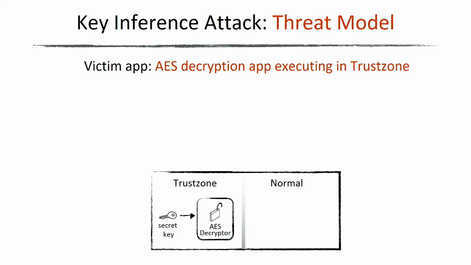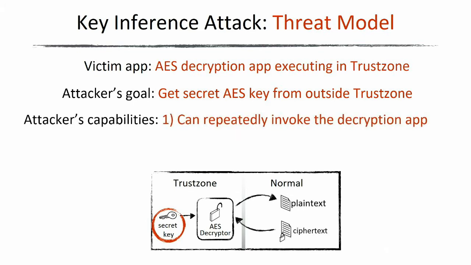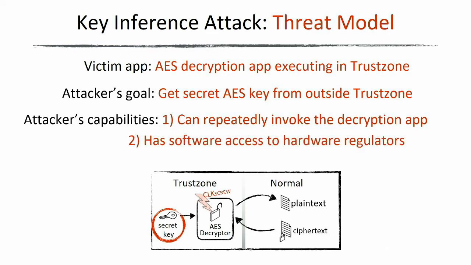So the threat model is this. We have an AES decryption app that is running within TrustZone. It uses a secret key that cannot be accessed from the non-secure normal world. Now the attacker wants to extract this secret key out from the TrustZone. And we assume that the attacker outside TrustZone can repeatedly invoke the decryption app. And next, we assume that the attacker has software access to the hardware regulators and thus can inject the Corkscrew fault during the decryption operation.